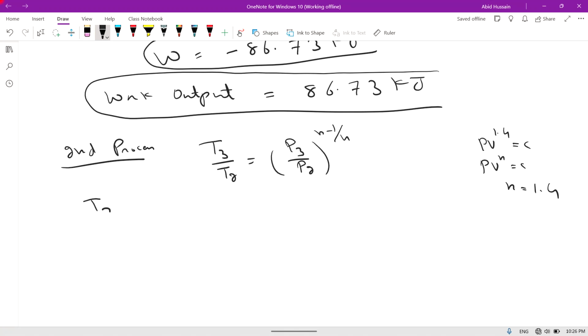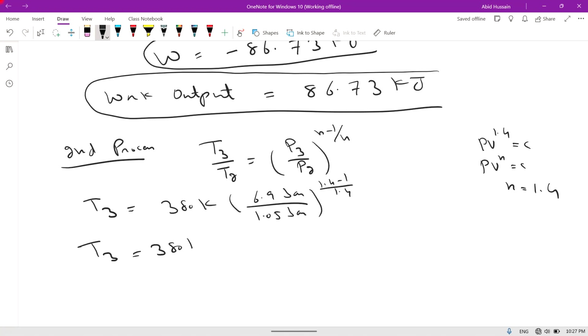So T3 is equal to, the value of T2 is 380 Kelvin and P3 is equal to 6.9 bar and P2 is equal to 1.05 bar. The value of n is 1.4. 1.4 minus 1 divided by 1.4. So T3 is equal to 380 Kelvin. Bar will be cancelled with bar. 6.9 divided by 1.05 is equal to 6.57.